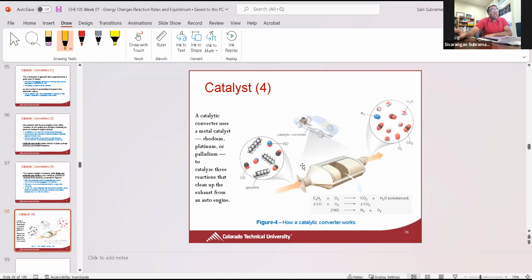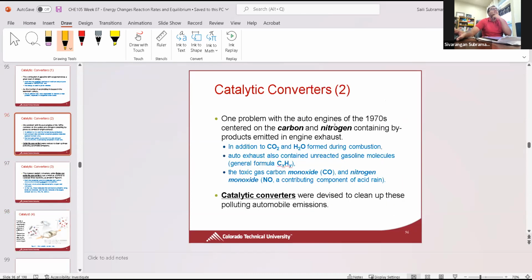If you remember from back in the 1970s, during this combustion reaction, when you burn fuel, you certainly produce carbon dioxide and H2O, which are generally considered harmless. But when the reaction does not completely consume the gasoline molecules, which are generally hydrocarbons, that's why it's CxHy. The CxHy can be many different things.